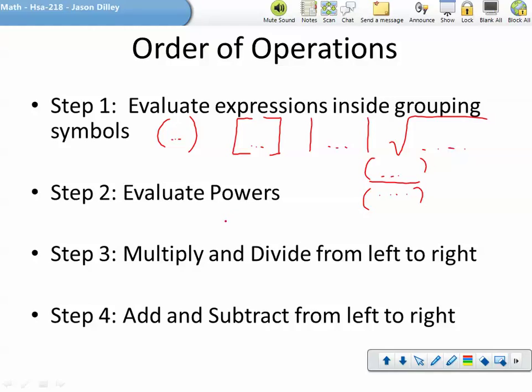Our second step is to evaluate powers, and we talked about what a power was yesterday. We want to do the powers next. After that, we multiply and divide from left to right. And then the last thing we do is our addition and subtraction. So we start by doing our grouping symbols, and inside of our grouping symbols, we actually follow these 3 steps. So if we have a power and multiplication and division, we follow that same thing again. Do your powers first, then multiply, divide, then add, subtract within the grouping symbols. So let's do a couple of examples here.